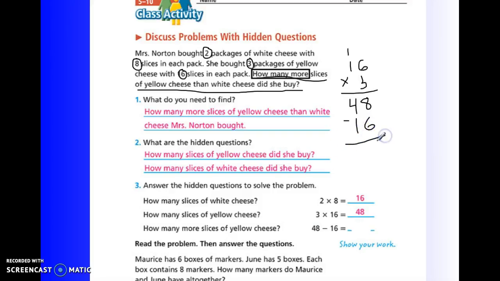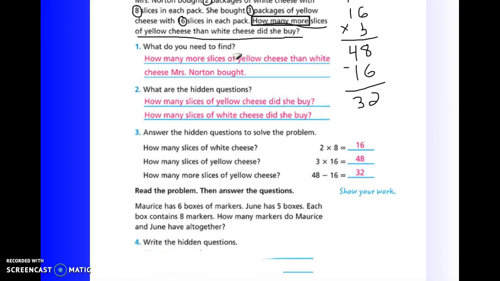I subtract those, and I end up with 2 here, and I end up with 3 here. So I have 32 more slices of yellow cheese. Okay? So again, those hidden questions are things that are in there you have to solve, but it doesn't tell you you have to solve it.